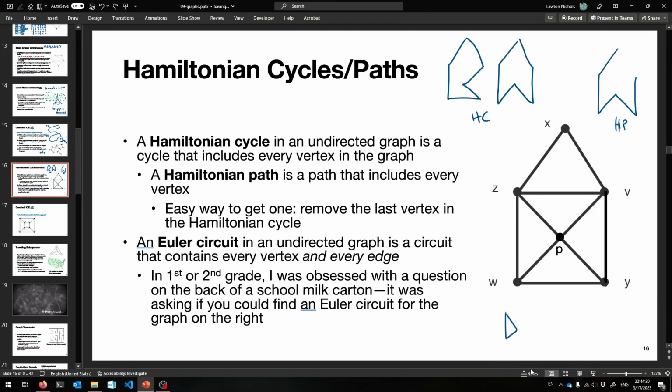Nope. There is a way. Maybe start like this? Nope. I'm going to pause the video, figure it out, and then I'll show it to you, because there is an Euler circuit to this graph. I promise. Okay, I think I figured it out.